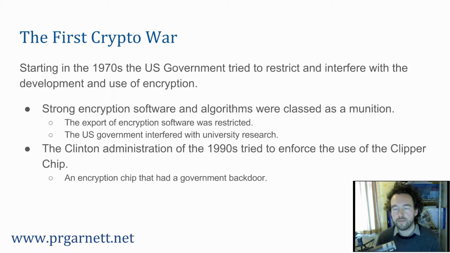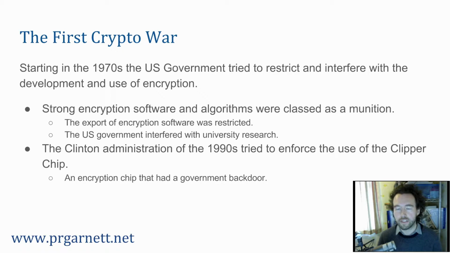So in the 1970s, the US government started trying to restrict and interfere with the development and use of encryption. And this is commonly referred to as the first encryption war. During this time, strong encryption software and algorithms were classified as a munition. So they were actually considered a sort of weapon and restricted in similar ways. The export of encryption software was restricted, and the US government also did interfere with university research.